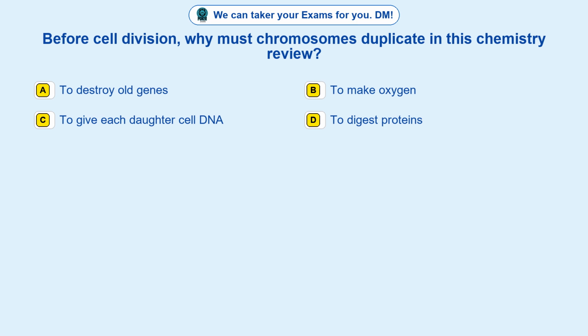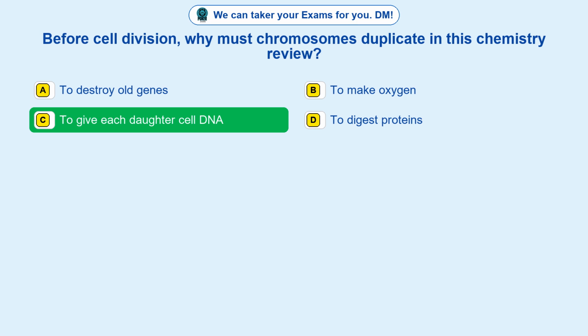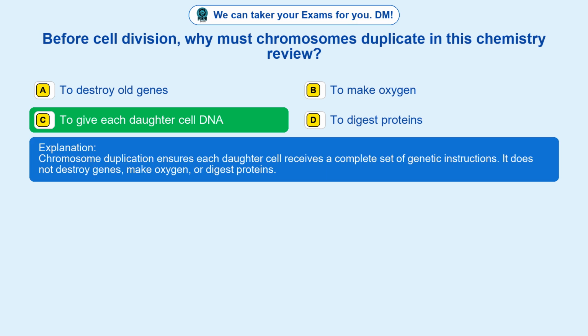Question 4. Before cell division, why must chromosomes duplicate in this chemistry review? Option A, to destroy old genes. Option B, to make oxygen. Option C, to give each daughter cell DNA. Option D, to digest proteins. The correct answer is option C, to give each daughter cell DNA. Chromosome duplication ensures each daughter cell receives a complete set of genetic instructions. It does not destroy genes, make oxygen, or digest proteins.